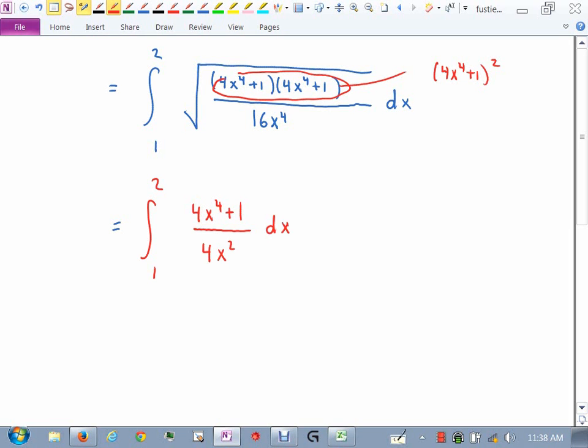And now you can split this into two separate fractions. So you can go integral 1 to 2, let me see, 4x to the 4th over 4x squared is just x squared. And then 1 over 4x squared is 1 over 4x squared dx. And you can just do power rule on these, right? Antiderivative of x squared. And then this one, bring that x squared up to the top as an x to the negative 2 and do your power rule.